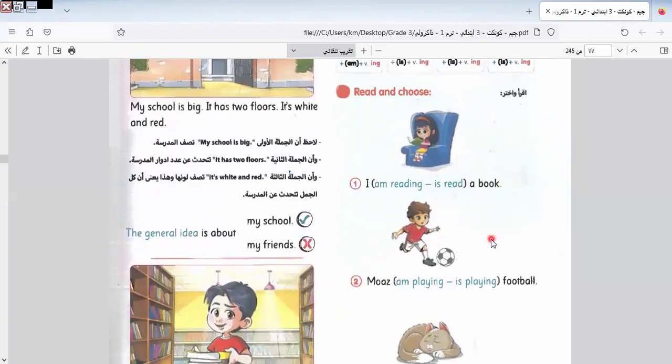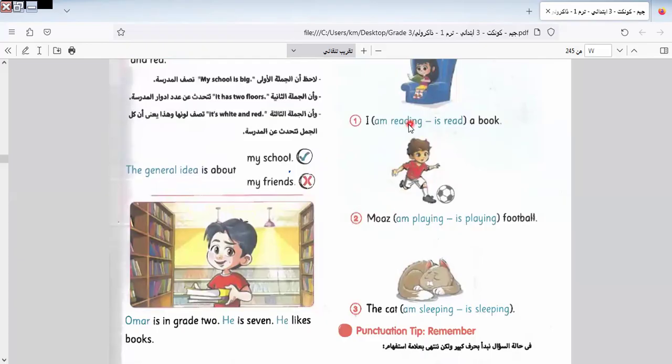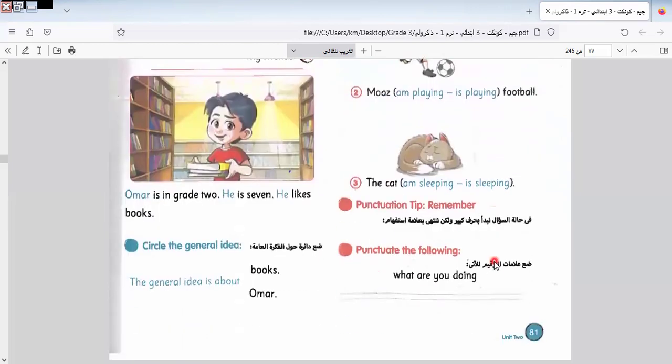I space a book. I what here? I am reading a book. You say I'm reading. You are clever people. Why? Because I takes am. Muaz, what is playing football? They are clever pupils. Here is the cat. The cat is sleeping.